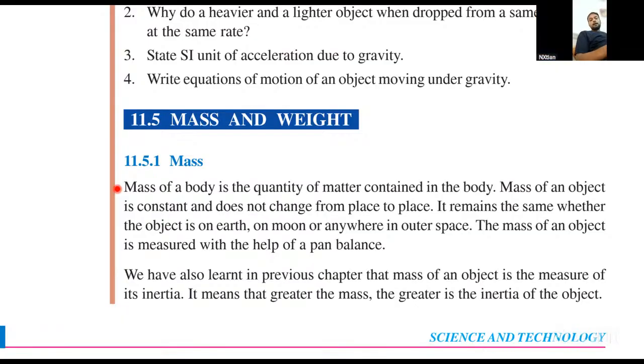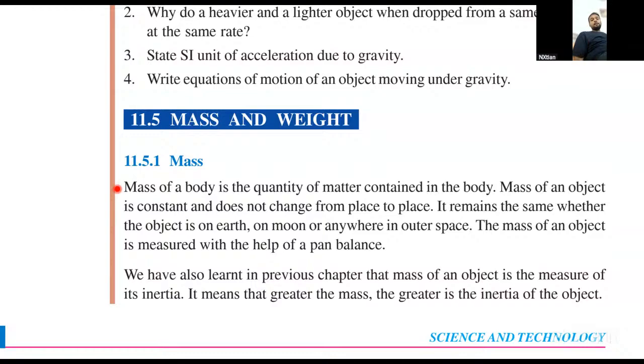Perfect. So mass of the object doesn't change, but the weight of the object changes from place to place. So I think the pole has more gravity. Let me check. Poles have more gravity than the equator. Yeah, gravity is stronger at Earth's poles, the North Pole and South Pole. But at the equator, the gravity is less.